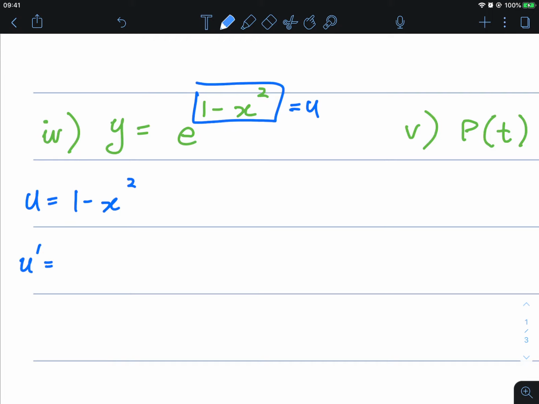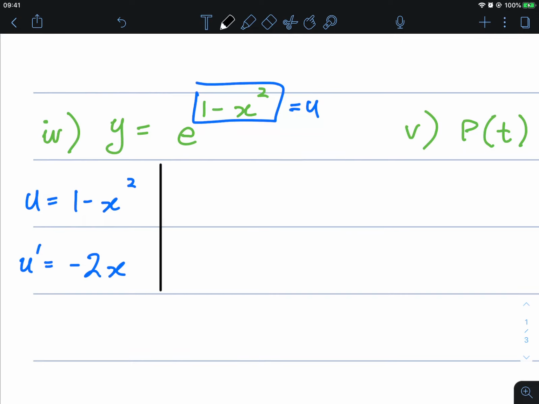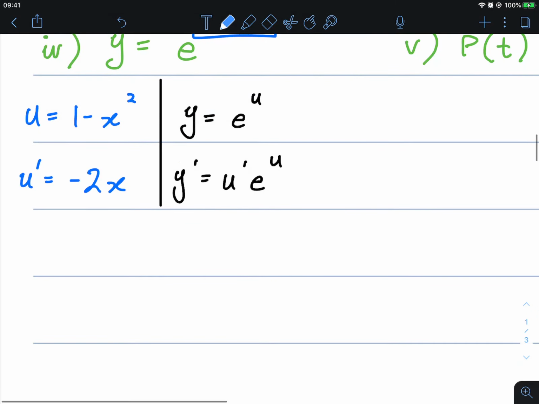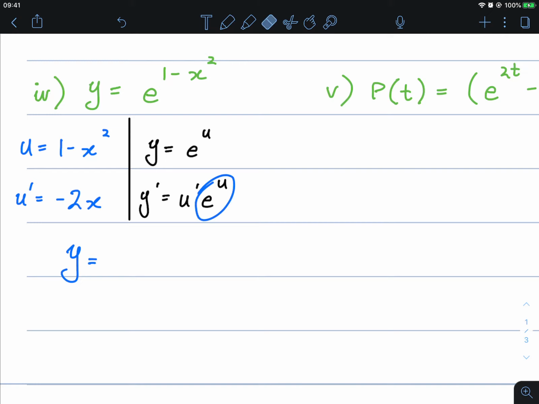U prime, or deriving u, this gives us negative 2x. You don't have to write this down. This is just reminding you of the rule. If we have y is equal to e to the power of u, y prime is u prime times e to the power of u. So this is the rule that we just need to follow. So y is equal to e to the power of u, so it's itself times u prime, so negative 2x.